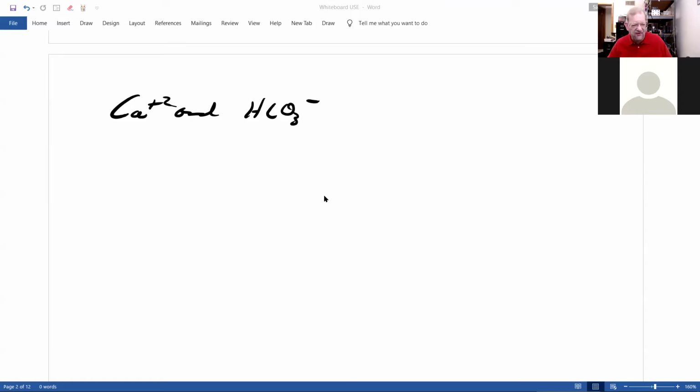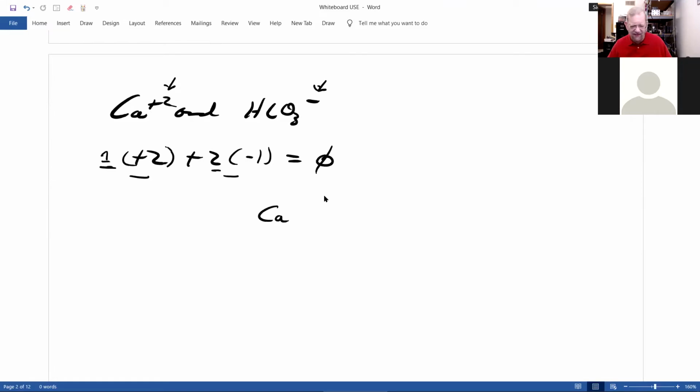What charge is on the calcium cation? +2. What charge is on the bicarbonate anion? -1. Does it add up to 0? No. So how do you get it to add up to 0? You have a +2, you need a -2, put a 2 there. How do you show this? There's 1 calcium. When there's no number there, it's the number 1. And how do you show 2 of the polyatomic ion, bicarbonate? Put it in a bracket, and that's how you do it.